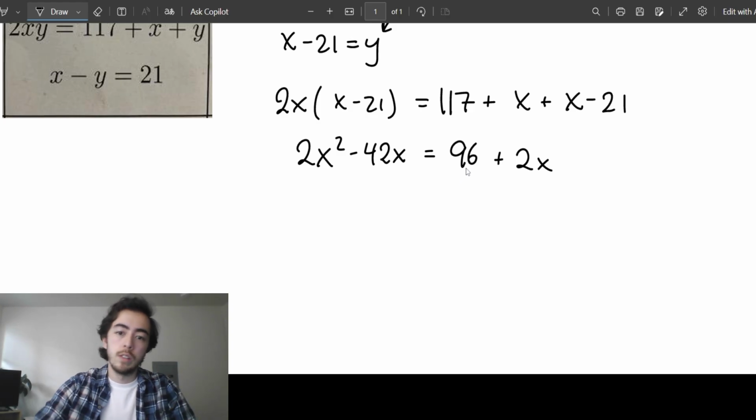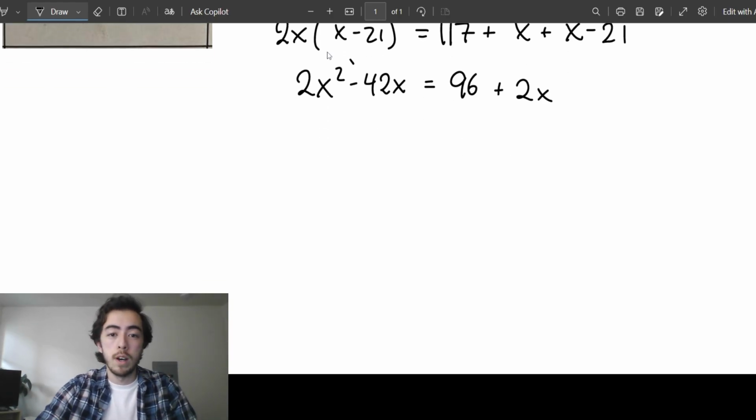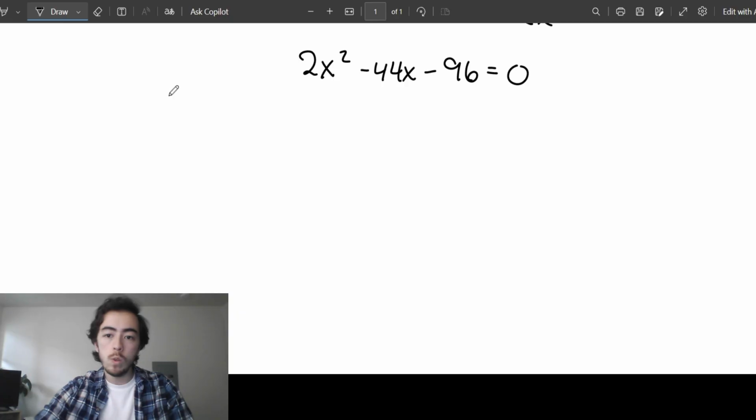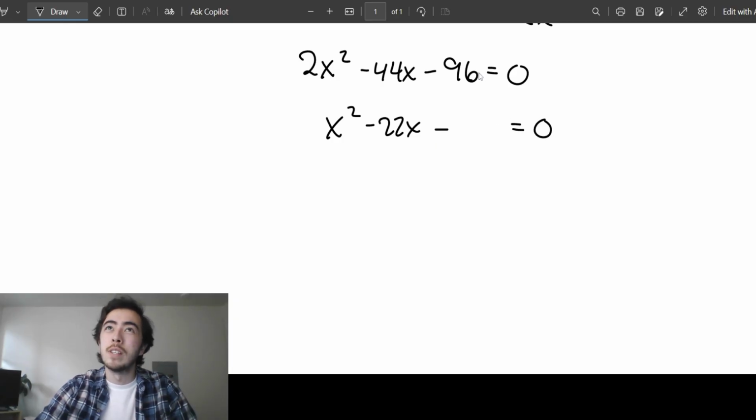And this looks like a quadratic, so we should probably set everything equal to 0. I like keeping my x squared, or the quadratic term, positive, so that's why I'm bringing over this 2x as a negative 2x, so minus 44x. And then I'm going to bring over this 96 by subtracting both sides by 96. It's now equal to 0. We could divide everything by 2, so we get x squared minus 22x minus, I can't do that in my head real quick. That's going to be a little less than 50. Is that 48, I think? Yeah, okay, cool, because the 8 plus 8 would make a 16.